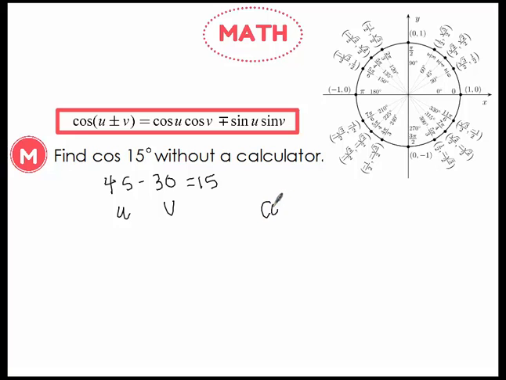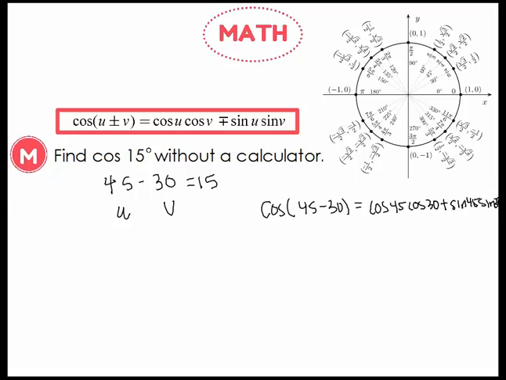So I'm going to get cosine of 45 minus 30 equals cosine of 45 cosine 30. And then if we look here, you see how it's plus or minus here and then minus plus here. So if I'm using subtraction, I follow the one on the bottom as well, since it's on the bottom here. So that's actually going to become a plus. And then we're going to do sine 45 sine 30.